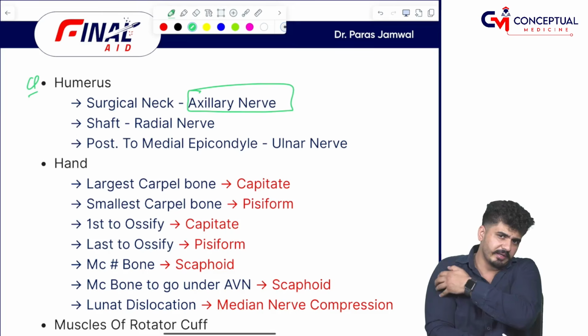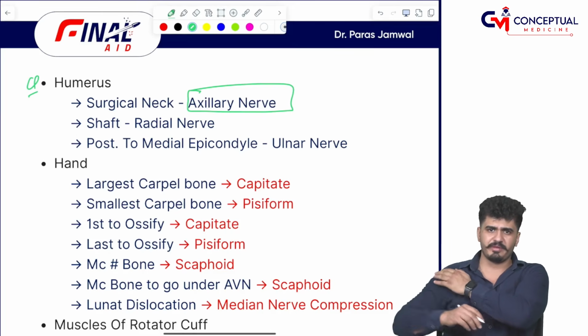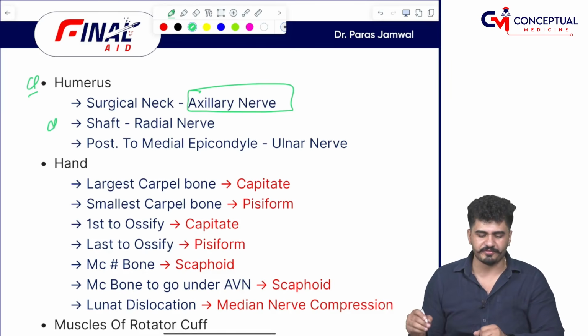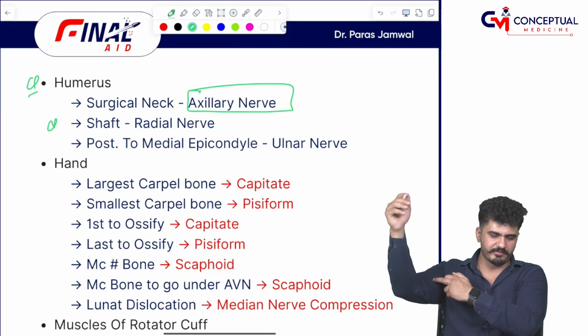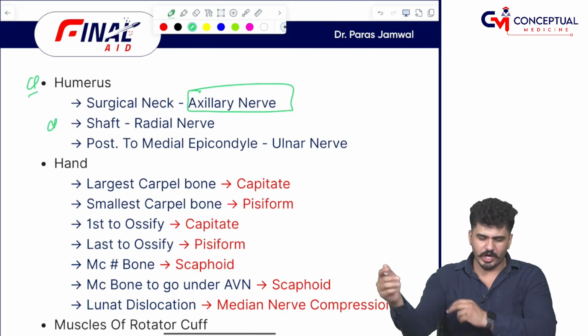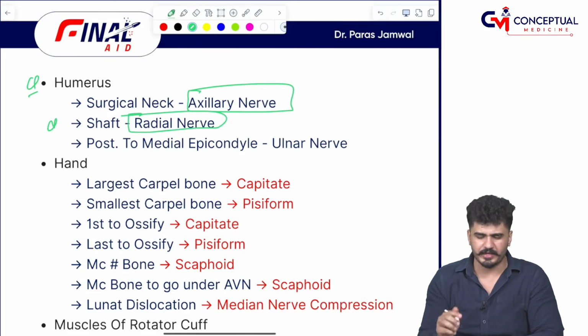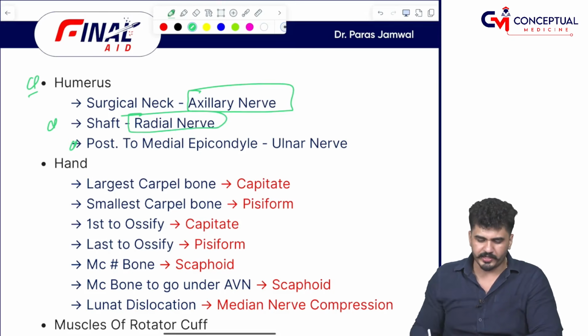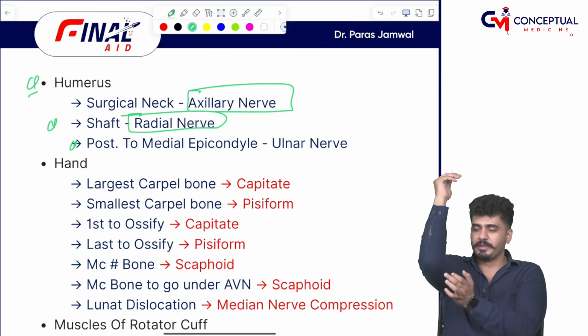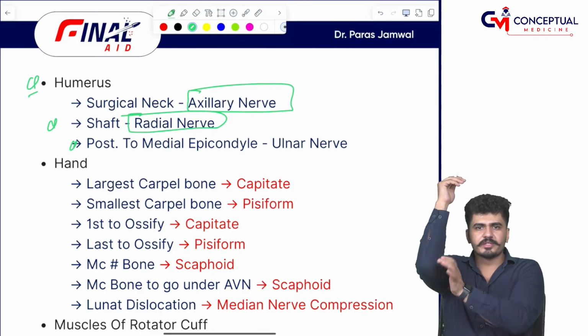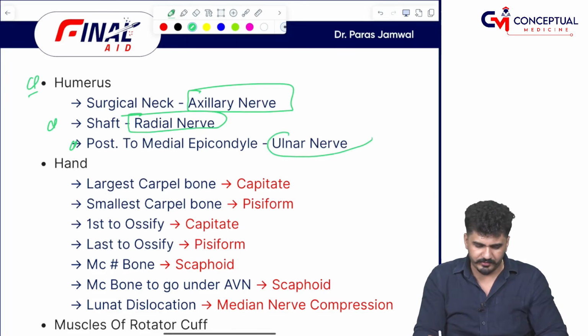So there will be a regimental batch sensory loss, plus there will be loss of abduction also. Now coming to the shaft of humerus, my dear friend, if we see shaft of humerus, there will be a radial nerve, just we have talked about that. Then, posterior to the medial epicondyle, just posterior to this medial epicondyle, which nerve is going, my dear friends? And the name of nerve is ulnar nerve.